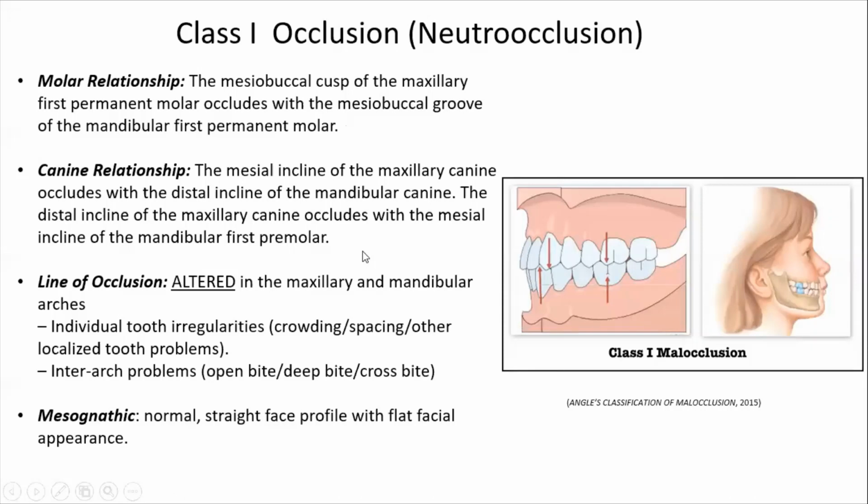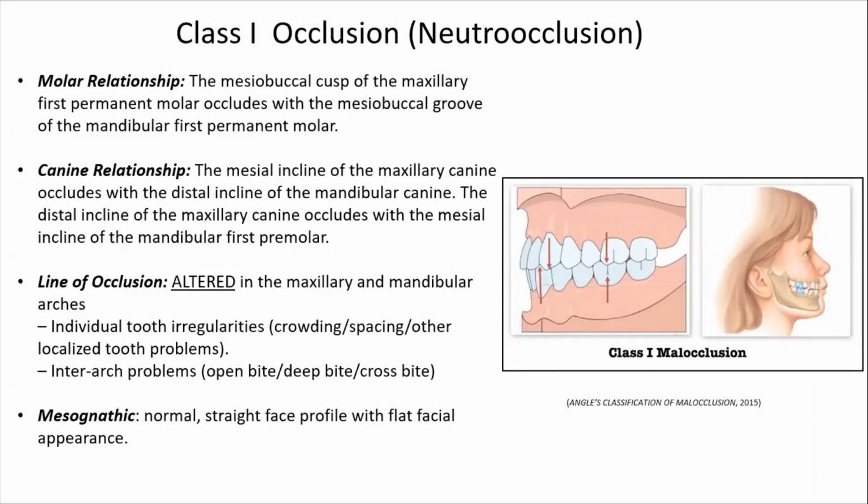So class 1 occlusion, same thing as normal occlusion. You've got the mesiobuccal cusp of the maxillary first permanent molar occluding with the mesiobuccal groove of the mandibular first permanent molar. Same thing. The canine relationship, you've got the mesial line of the maxillary canine occluding with the distal line of the mandibular canine. The distal line of the maxillary canine occludes with the mesial line of the mandibular first premolar.